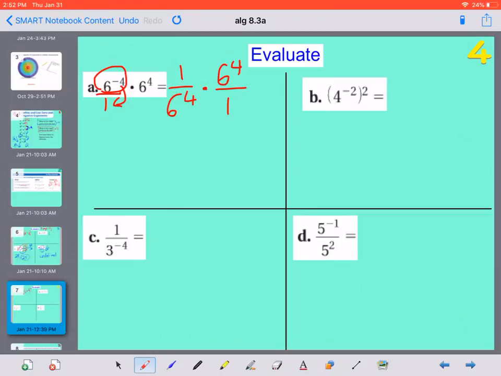Which 6 to the 4th times 1 is just 6 to the 4th, which means we have 1, 2, 3, 4 sixes. Here we would have the same thing, 6, 6, 6, and 6. 4 sixes on the bottom. Those would all cancel, which leaves us with 6 divided by 6, which is just 1.